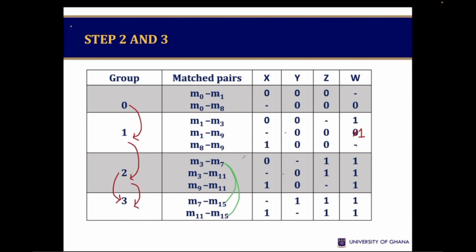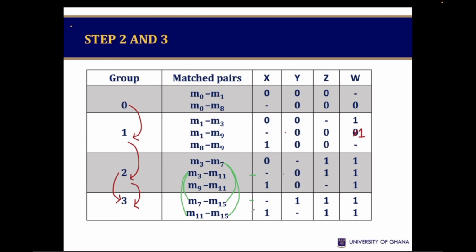Now we move on to look at this and that. So 3, 11, 7, 15. There's a match. Why? There's a match at Y. The difference is in Y. So, and 3, 11, 11, 15.